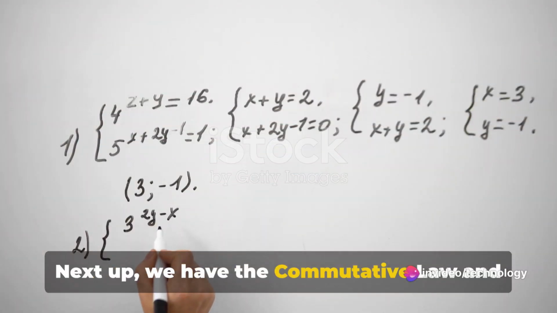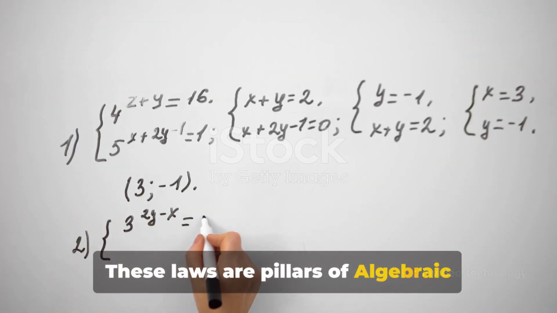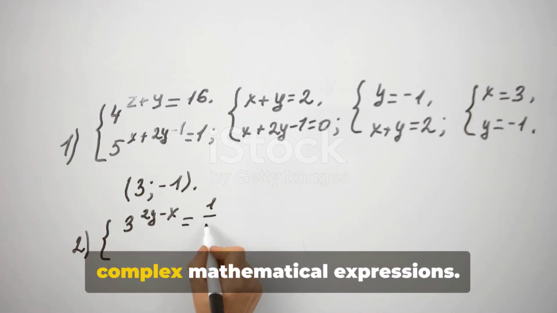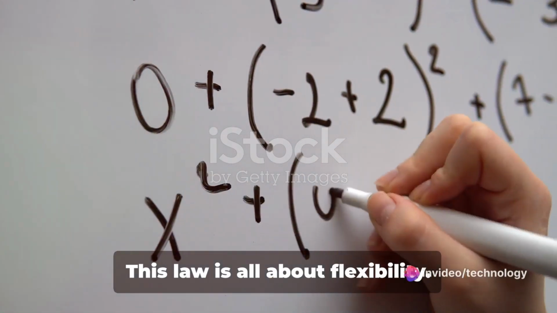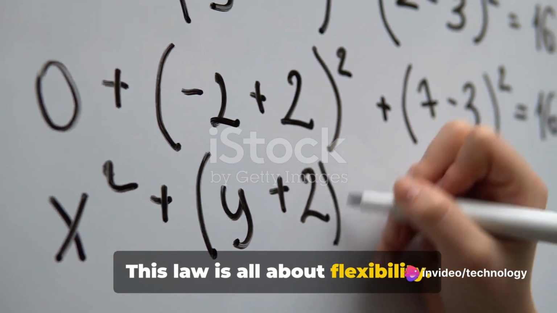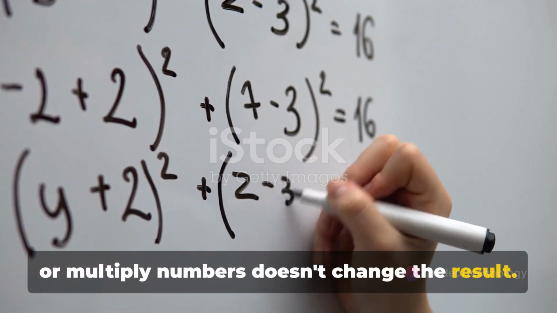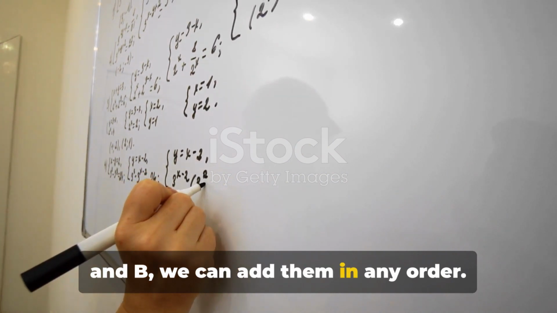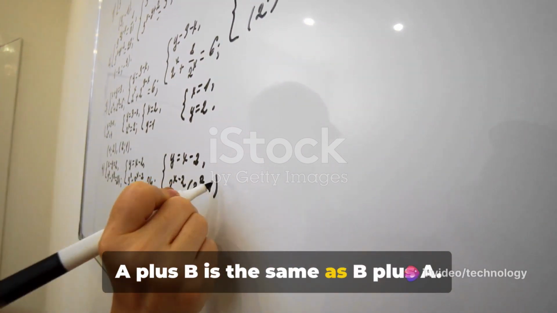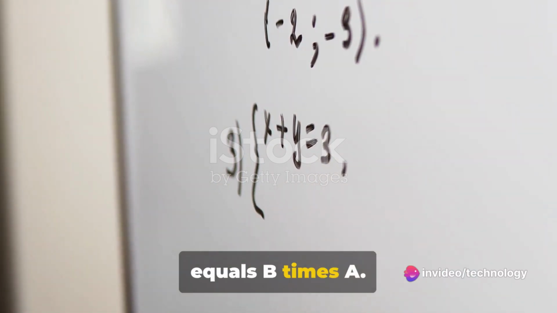Next up, we have the commutative law and the associative law. These laws are pillars of algebraic simplification and are used to reduce complex mathematical expressions. Let's start with the commutative law. This law is all about flexibility. It states that the order in which we add or multiply numbers doesn't change the result. For example, if we have two variables, a and b, we can add them in any order. A plus b is the same as b plus a. Similarly, for multiplication, a times b equals b times a. The order of operations doesn't affect the result.